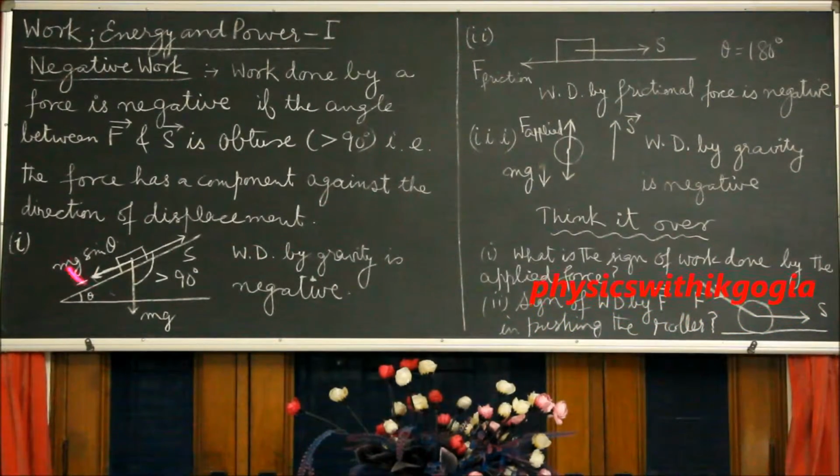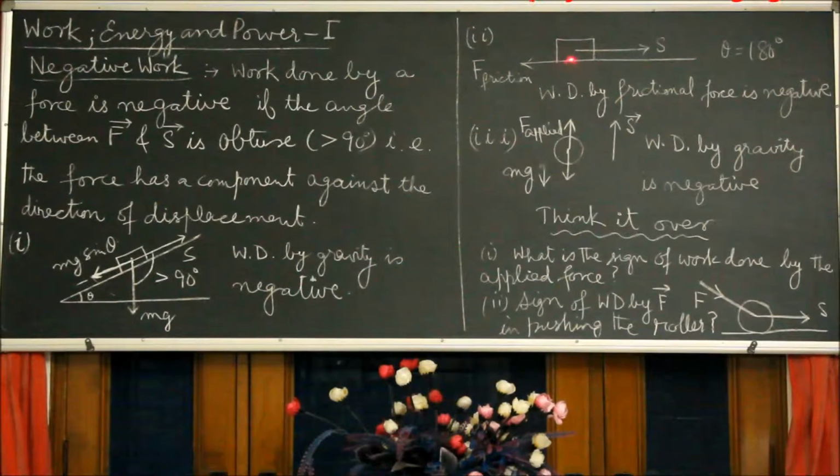For example, take a body moved up the plane. In this case the weight acts vertically downward and the displacement is up the plane. So there is a component of force, mg sin theta, down the plane, which is against the displacement. The angle between the force of gravity and the displacement is greater than 90 degrees, or obtuse. Therefore work done by gravity is negative in this case.